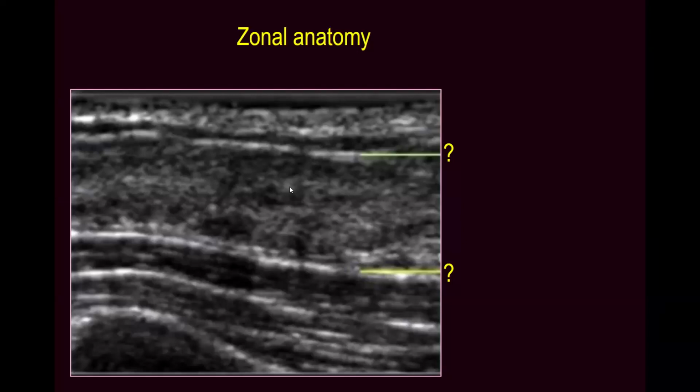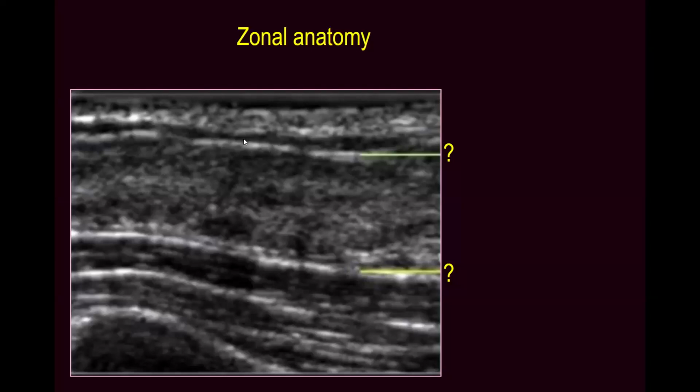Second zone. Let me ask you, what is this structure in between? Which zone? This mammary zone. The mammary zone. So this will be pre and post mammary fascia. Yes, excellent. This is the pre-mammary fascia, and this is the post-mammary fascia, and this is the glandular fascia.